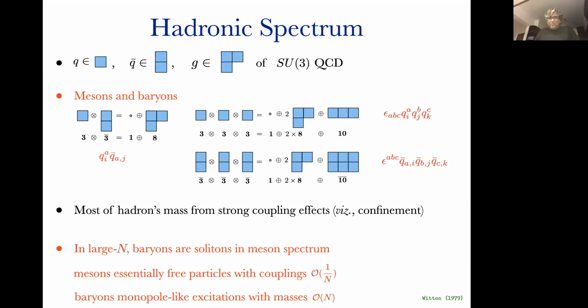So what can we say analytically? This SU(3), this 3 is called the number of colors. We call it N. If you take N to infinity, if you take N large, you introduce 1 over N as a new perturbative parameter in your theory. You can do some analytics in this new perturbative parameter, 1 over N. So Witten noticed that in large N, the baryons are what are called solitons in the meson spectrum. The mesons are essentially free particles with couplings that scale like 1 over N, and the baryons are like monopoles with masses that are order N. So they're very, very heavy compared to the mesons in this large N limit. So we'd like to see whether we can exploit this at N equals 3 to say something about excitations we've seen in real-world QCD, using this framework in mind.